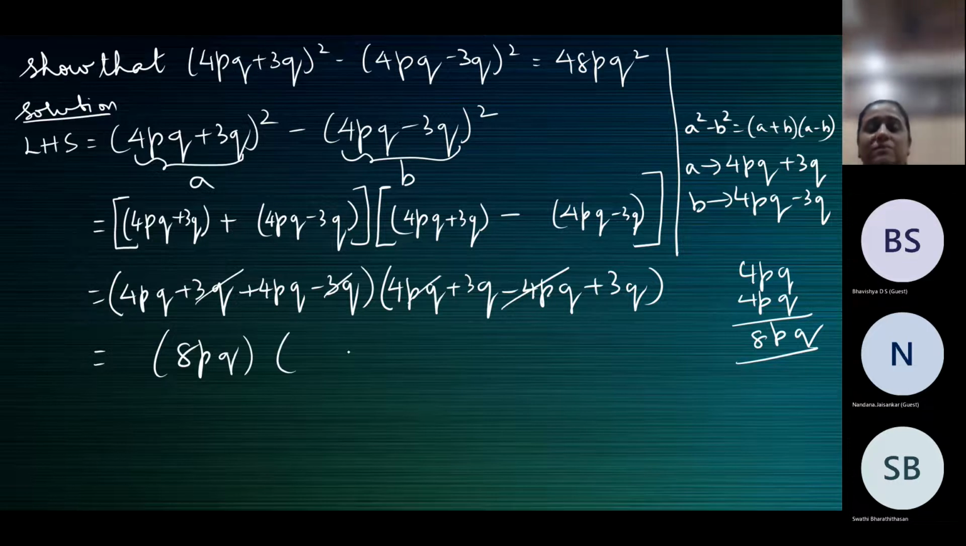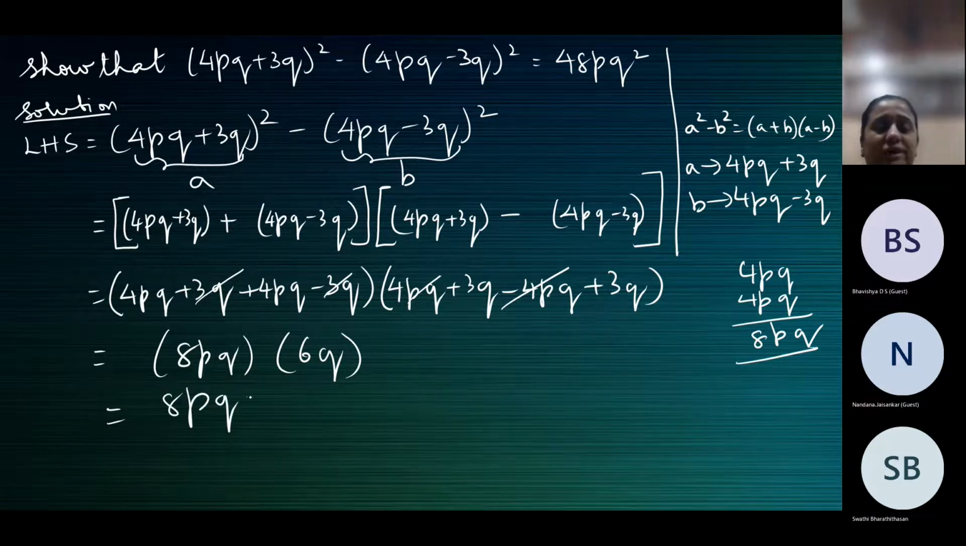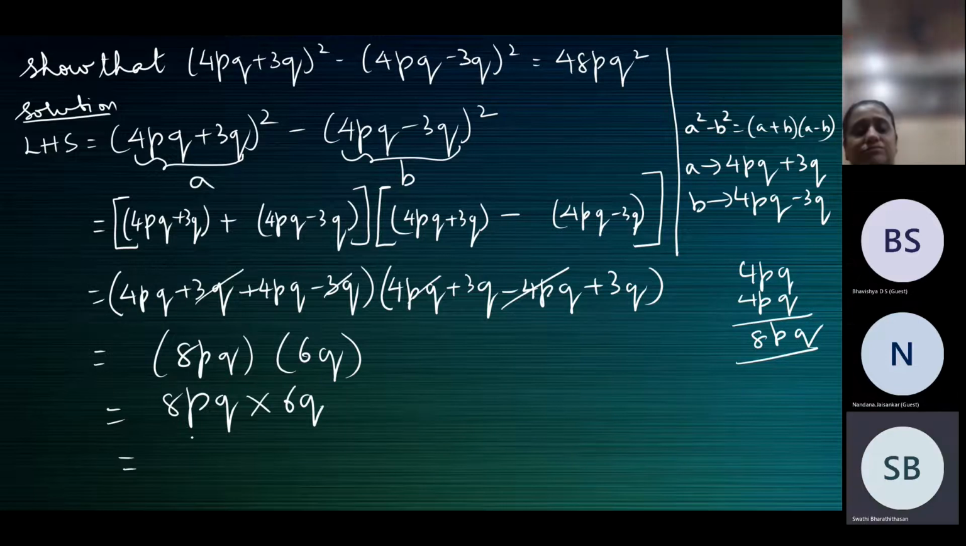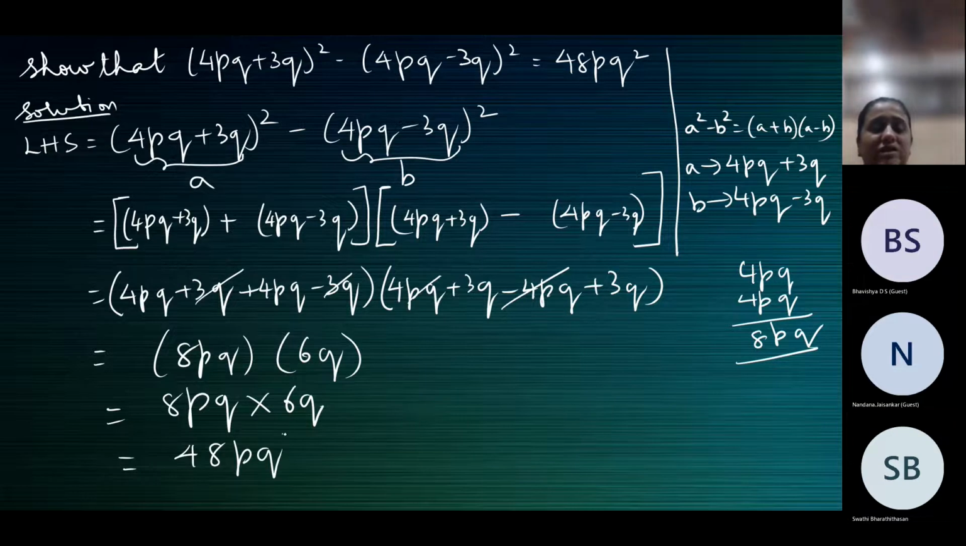Into the second bracket, 3Q plus 3Q. 6Q. Yes, 6Q, not 9Q. Now it's multiply. It's nothing but 8PQ into 6Q. So what's the answer? 48PQ square, ma'am. 48PQ square is equal to the RHS. Hence proved or hence verified. Please take down this, children.